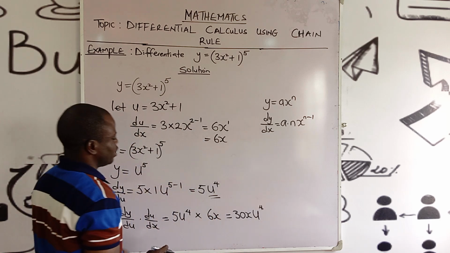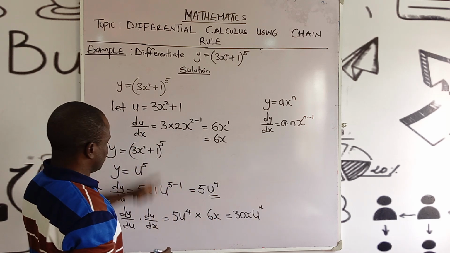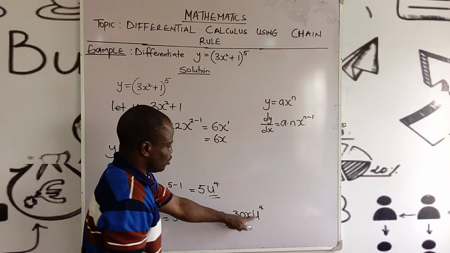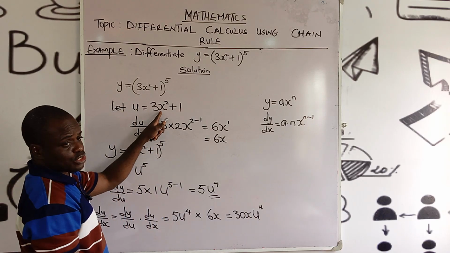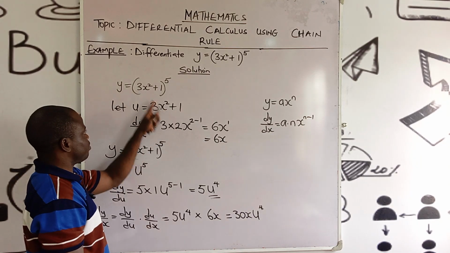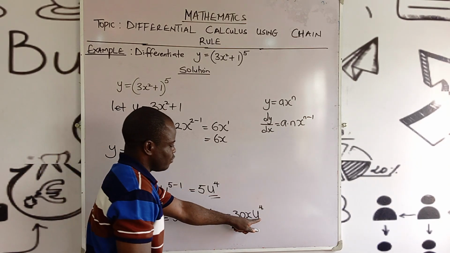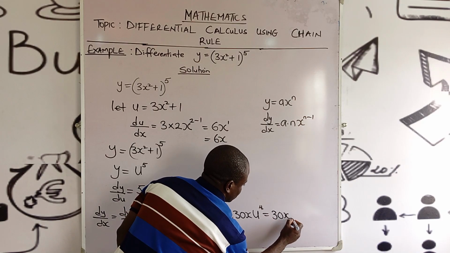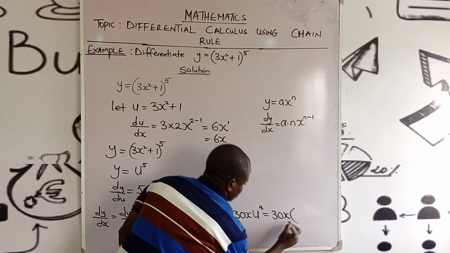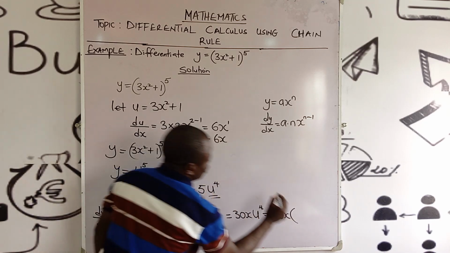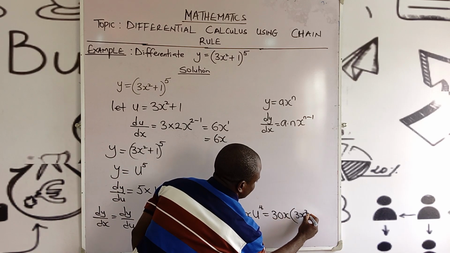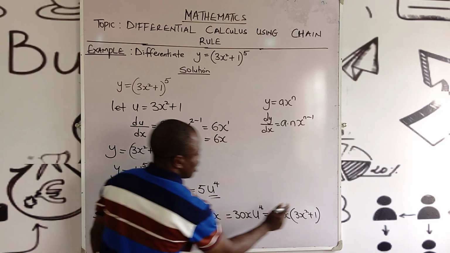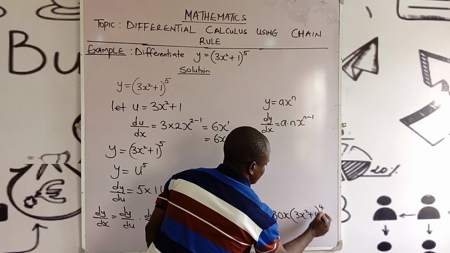Now go back and replace your u back, because we are differentiating y with respect to x. It will not be in terms of u. Go back. Let u that you assumed to be 3x squared plus 1, replace it back where you have the u. Now have it to be equal to 30x, open bracket, what's our u? 3x squared plus 1, close the bracket, raised to power 4.